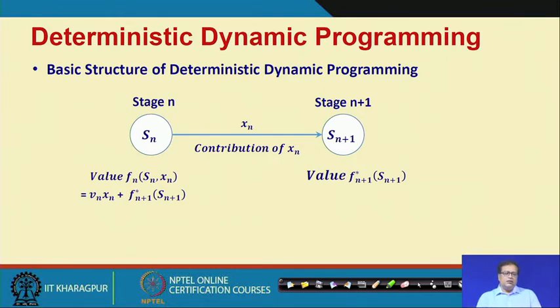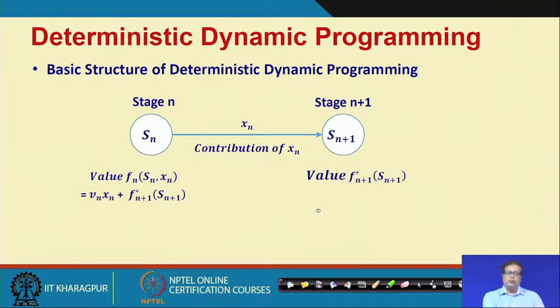So, what we have is, if there are multiple stages of the particular problem. From a given stage n to the given stage n plus 1, there will be a decision variable x n, and the contribution of x n can be taken as the figure here, that is V n x n. So, the V n x n is the contribution of the x n, and suppose the optimal value that we have got at our next stage, that is stage n plus 1.